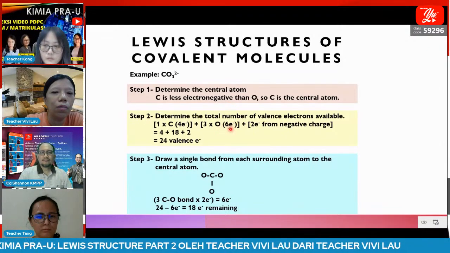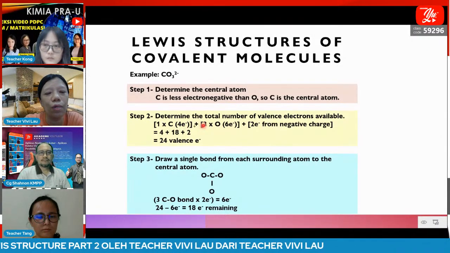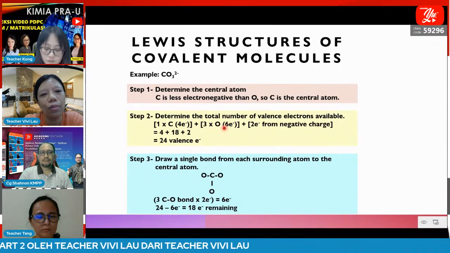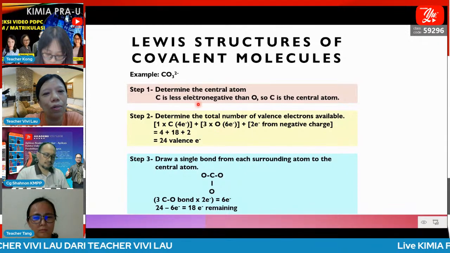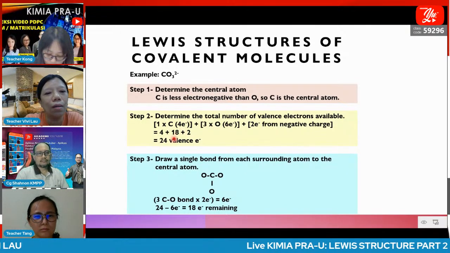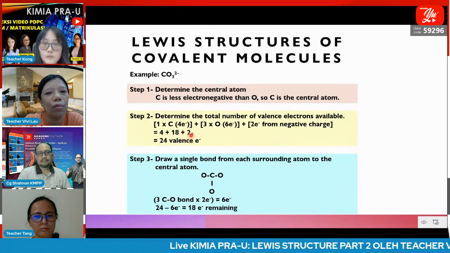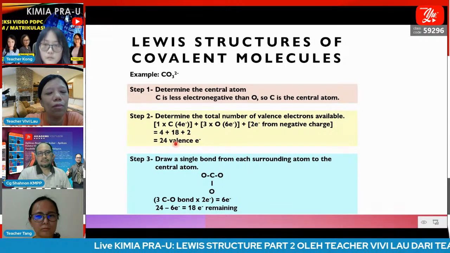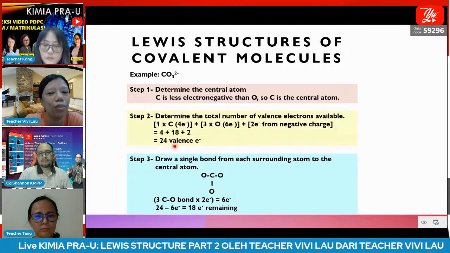Carbon group 14, 4 valence electrons. Oxygen, 6 valence electrons, and you have 3 oxygen, so 3 times 6, so 18. Okay, so 4 plus 18 plus 2 from the negative charge. So altogether you have 24 valence electrons.